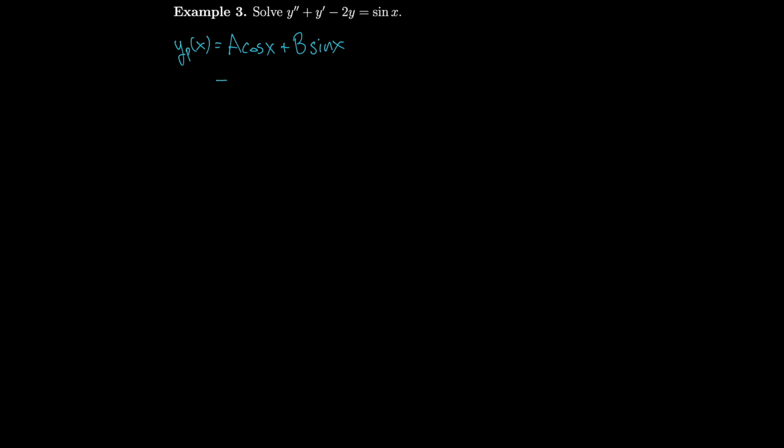We take our derivative, and we see that yp prime must be equal to minus a sine x plus b cosine x. So that means that our second derivative for our particular solution should be minus a cosine x minus b sine x. And we're going to plug this into our differential equation that we're given.